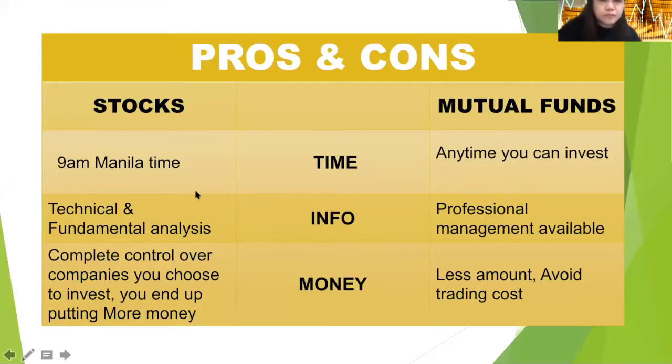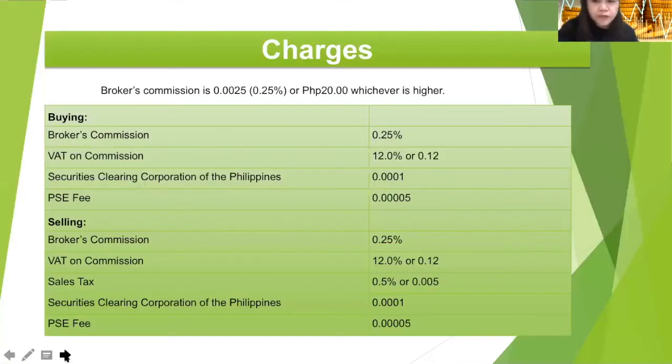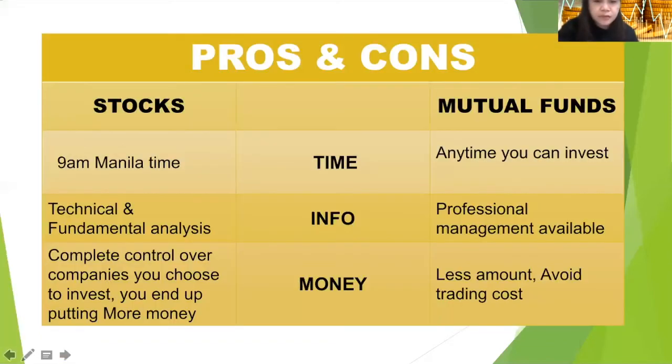With this one, right now, the price is briefly shown. What are the pros and cons when we talk about the stock market and mutual funds? Okay, so pros and cons of stock market and mutual funds. The stocks start trading at 9:30 a.m. in Manila until 1 o'clock, and during that time only can you trade. Unlike mutual funds, where you can invest anytime.